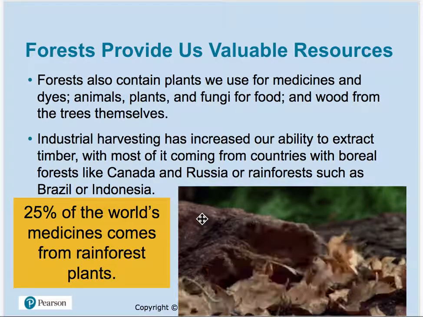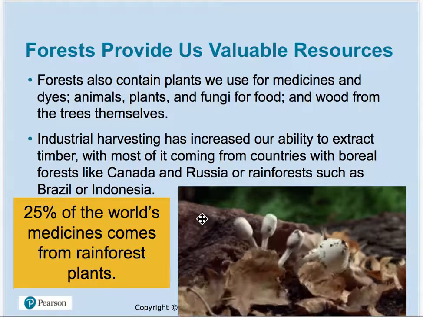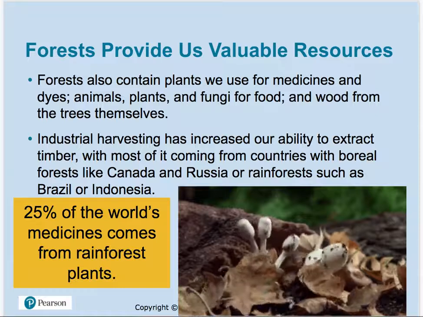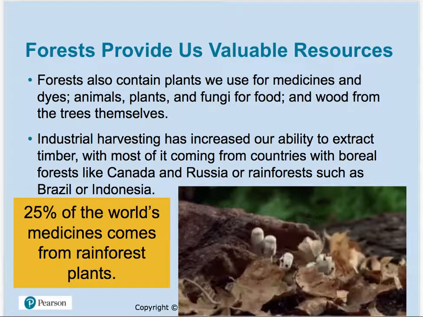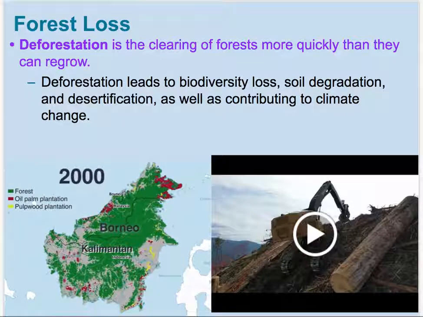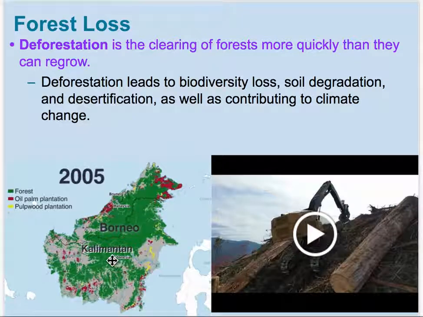So for things that have no cure yet, it would be kind of a safe bet to assume that about 25% of the new discoveries will come out of the rainforest. Like, what cures are out there that we don't even know about yet before it is deforested? So, deforesting is clearing the land faster than the land can regrow the space.